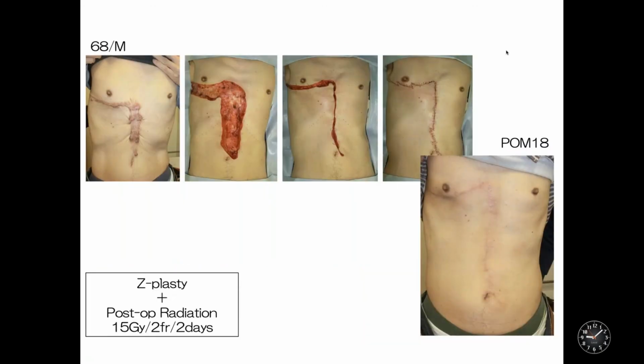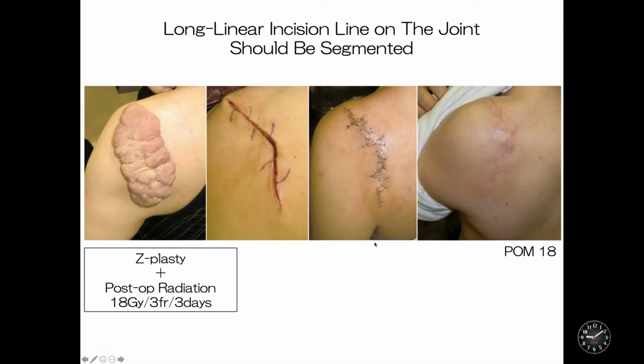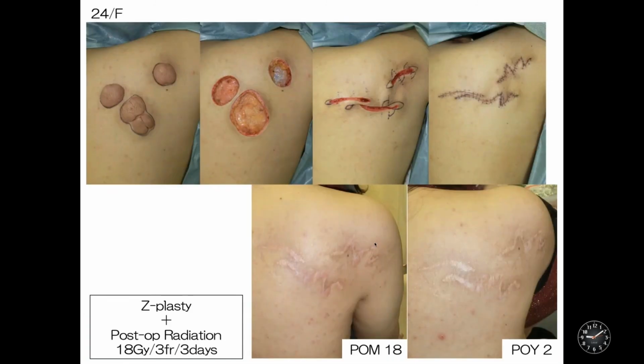And this case was also a surgical keloid, a surgical scar. The keloids are removed completely and Z-plasty is performed, and this is 18 months after surgery. And this is also a scapular keloid, 18 months after surgery and radiotherapy. And such keloids are a good indication for surgery and postoperative radiotherapy.